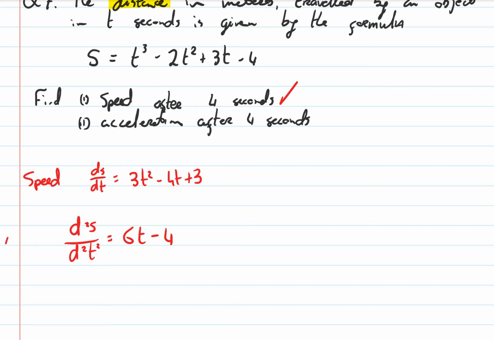Right, we differentiated again, we got an acceleration function. They want to find out what the acceleration is after 4 seconds. We put 4 in for t, and we will get 20. And how to show acceleration is meters per second. Meters per second is speed, but if we put a squared here, that'll show it's acceleration. So that's that done.